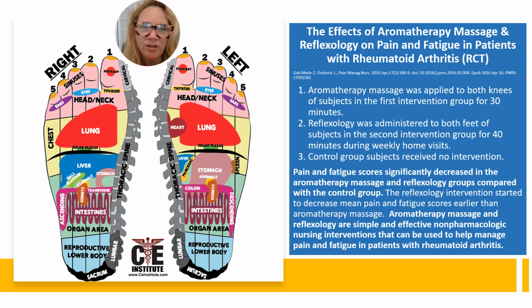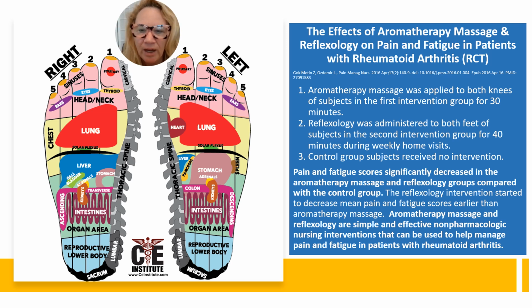And the title of it is The Effects of Aromatherapy, Massage, and Reflexology on Pain and Fatigue in Patients with Rheumatoid Arthritis. Now, they had 3 different intervention groups. One was aromatherapy massage applied to both knees of rheumatoid arthritis clients for 30 minutes. The second group received 40-minute reflexology to their feet. And the third group had no intervention whatsoever.